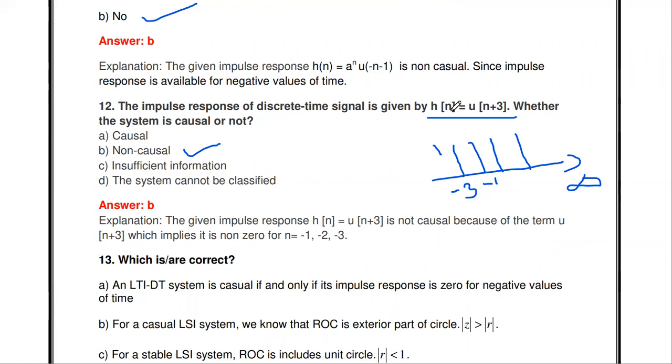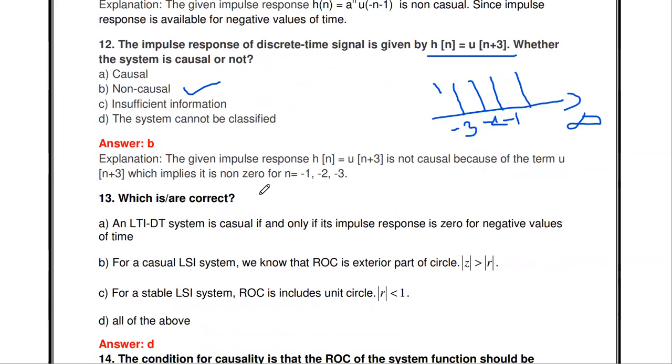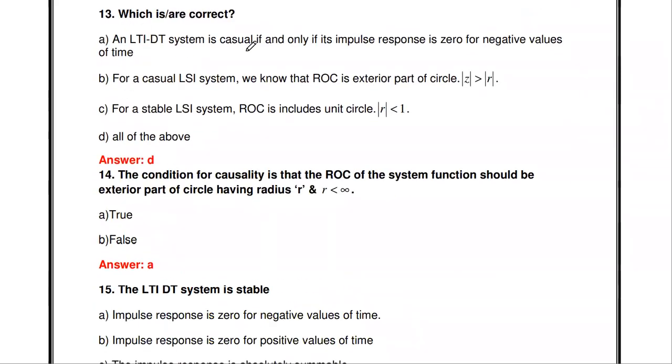The impulse response is available only in positive time. For negative time, the impulse response is 0, which means the system is said to be causal. But the given impulse response is available for negative time, minus 3, minus 2, minus 1 also. So it is not causal, it is non-causal. Then which is correct?